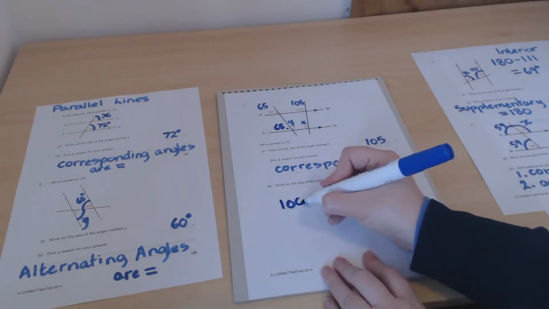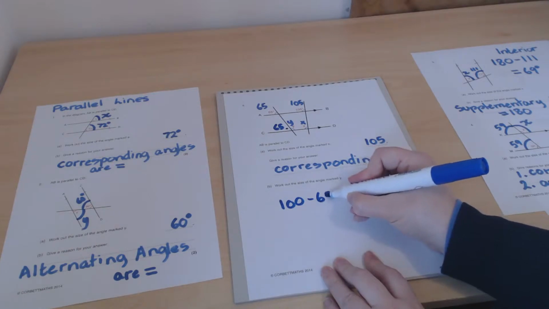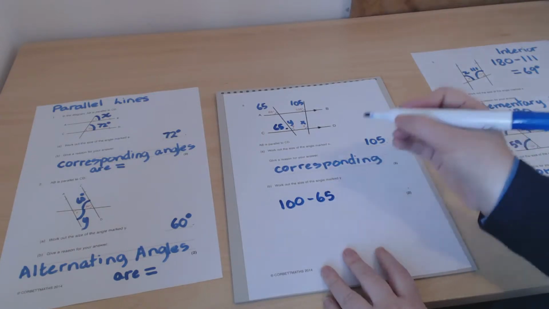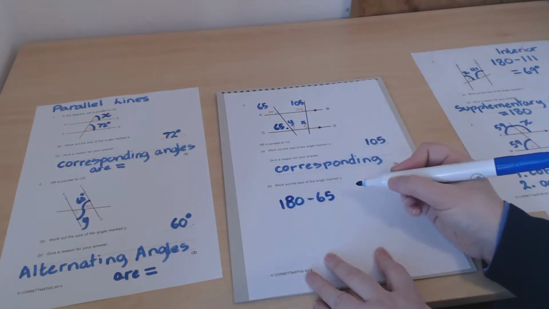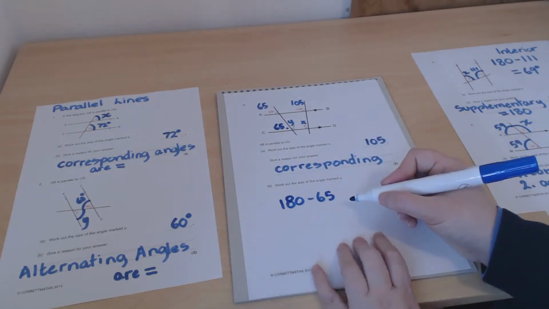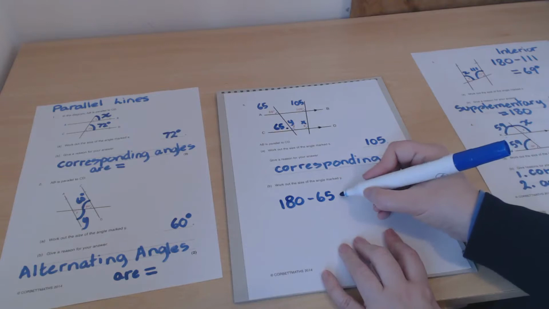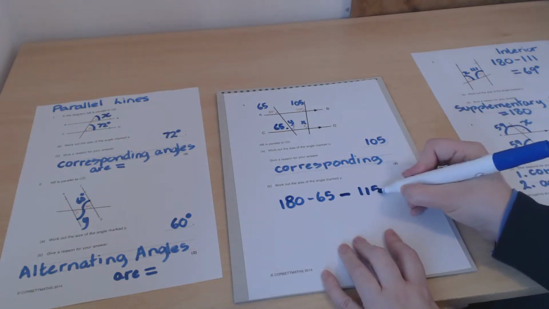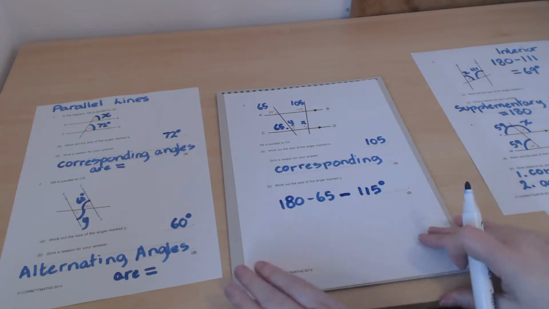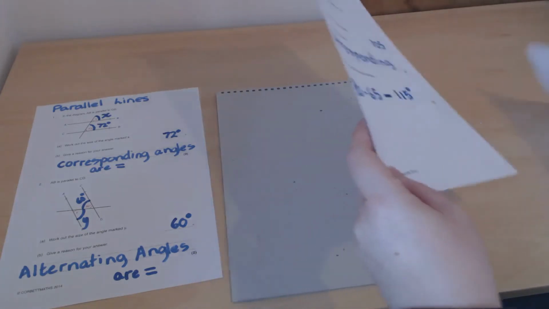So then we use angles on a straight line to work out what Y is. So it's 100 minus the 65. Sorry, why am I saying 100? 180, sorry, angles on a straight line, isn't it? 180 take away the 65. So that will be 115 degrees there. Okay.